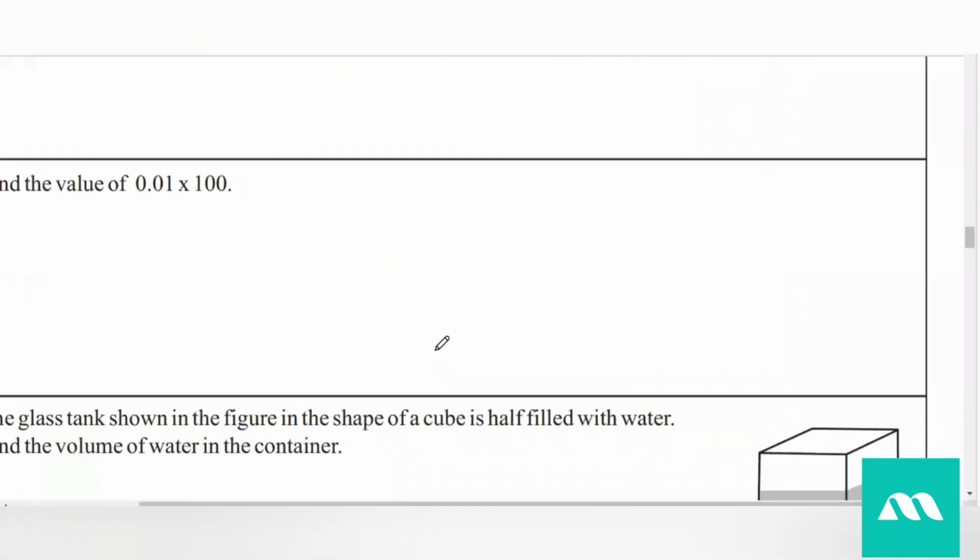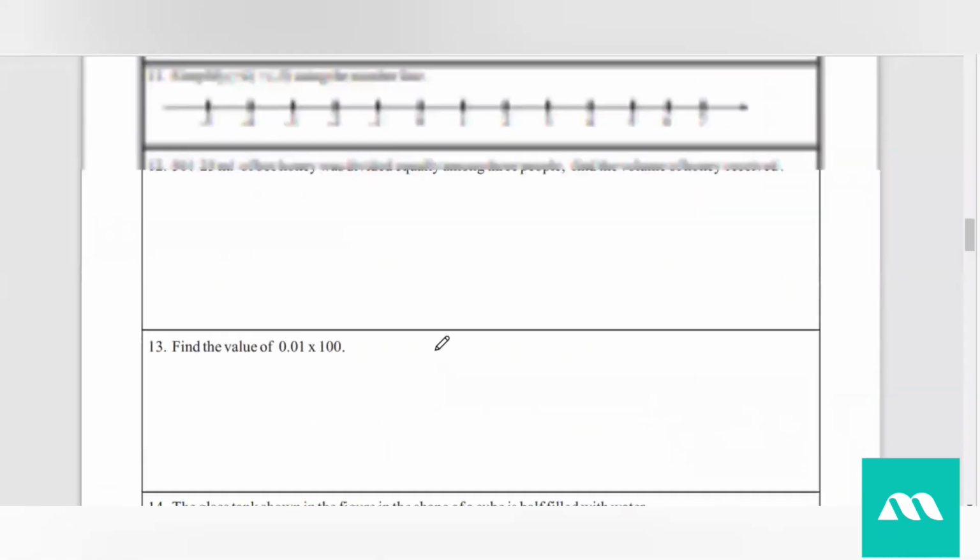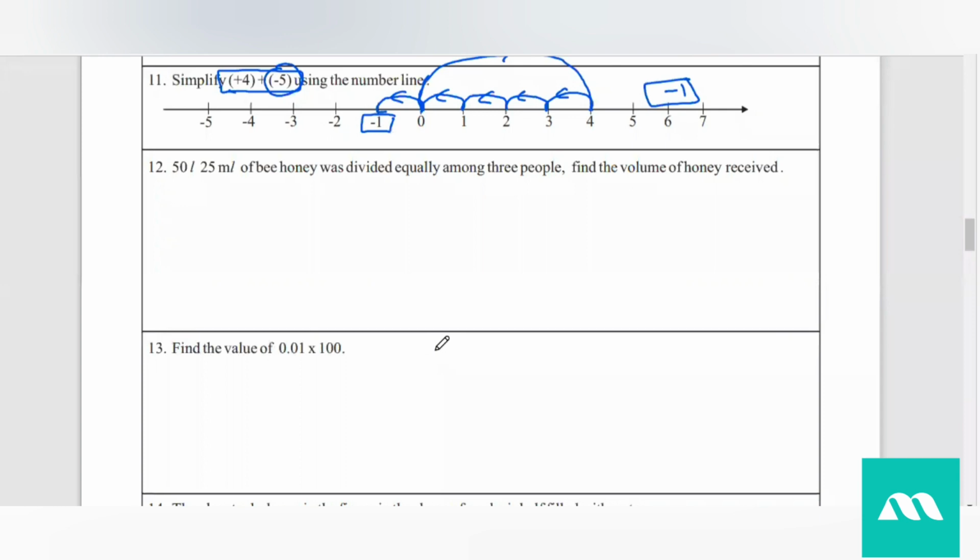Okay. 12th question. 50 liters, 25 milliliters of bee honey was divided equally among 3 people. Find the volume of honey received. Okay, then how do we check? Look, it is 50 liters and 25 milliliters. Then this should be divided by 3. When you divide, you have to check how many 3s fit within 50.